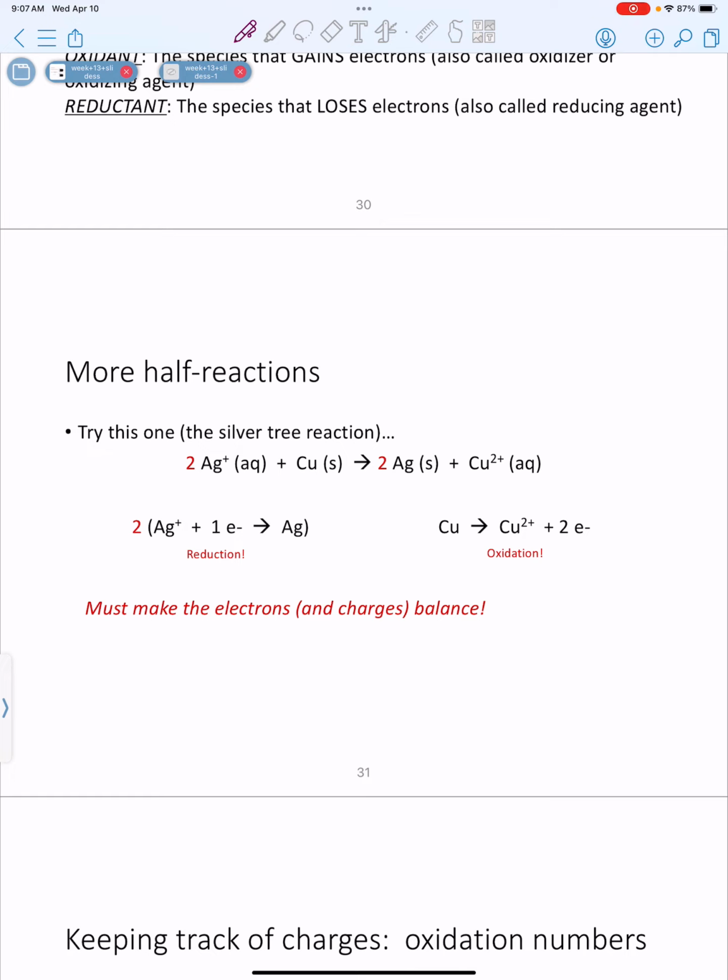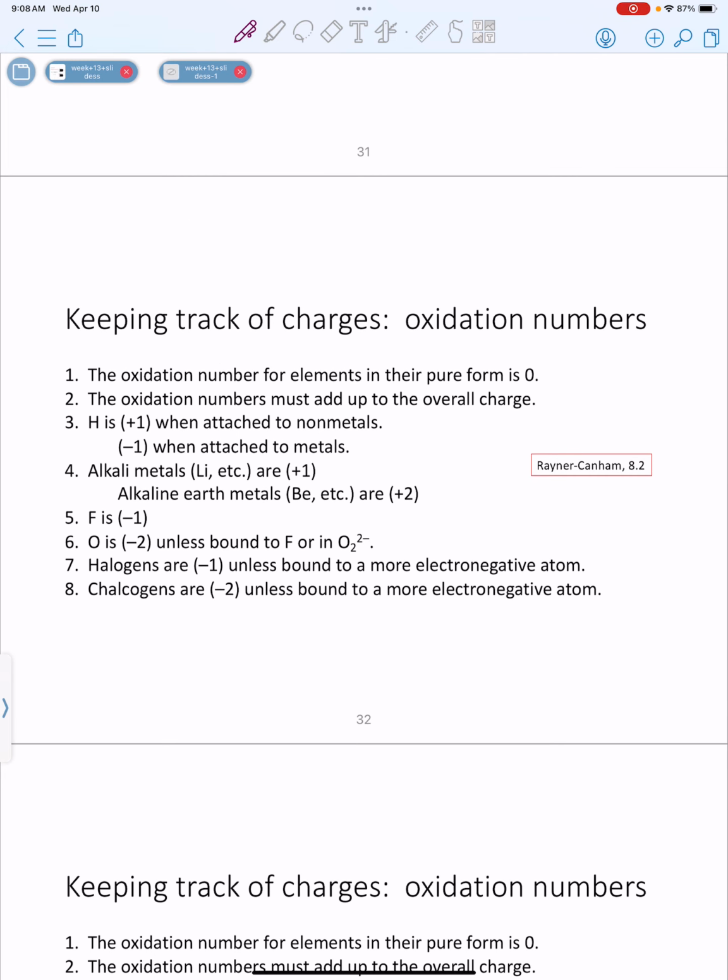Most of these rules come out of the blue text. It's also in the Gilbert book in chapter 17, but it comes out of the blue text, the Rayner-Canham book, in section 8.2. Things like, first off, we know that the oxidation numbers all have to add up to the total charge of the species. All we're really doing when we do oxidation numbers is trying to figure out, relative to neutral atoms, how many electrons I've moved around and where they are. So we're always balancing protons and electrons when we calculate oxidation numbers. They need to always add up to whatever the overall charge of the species is.